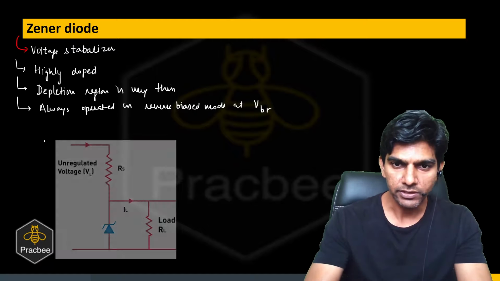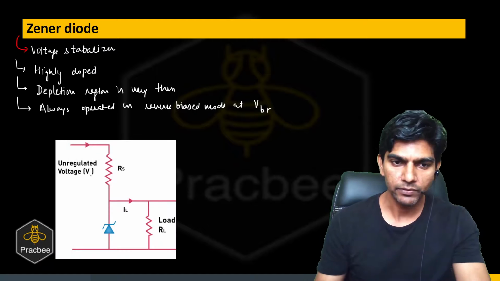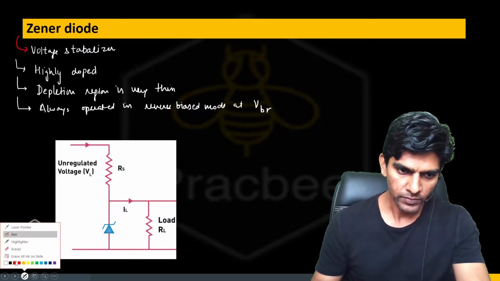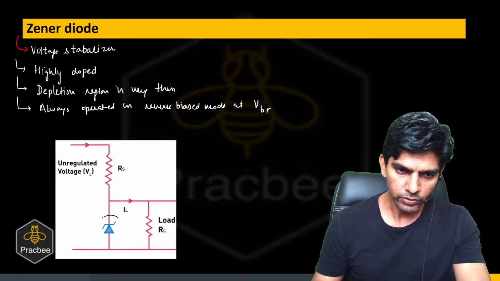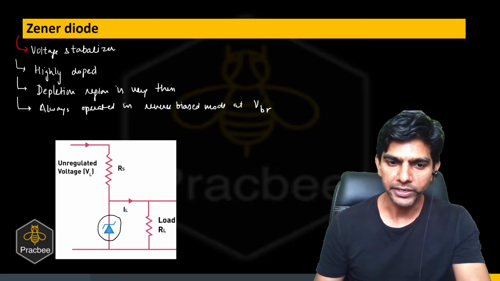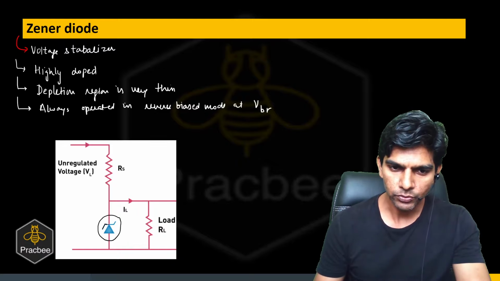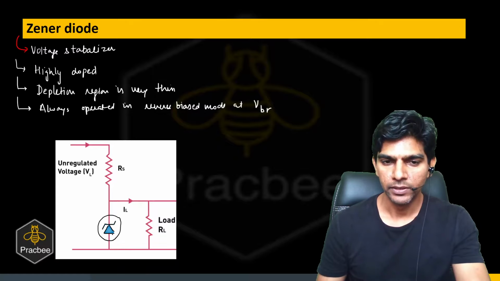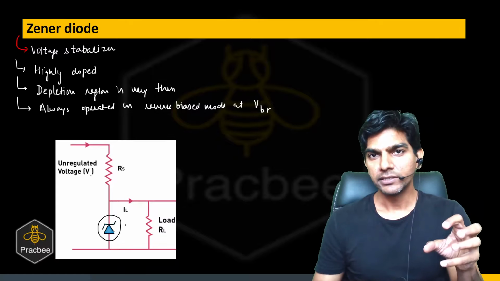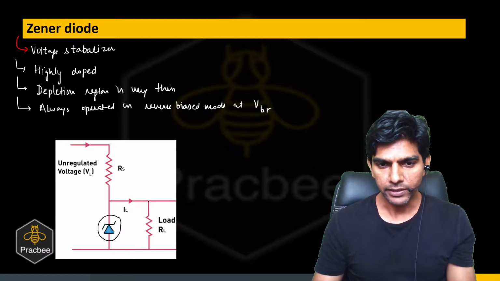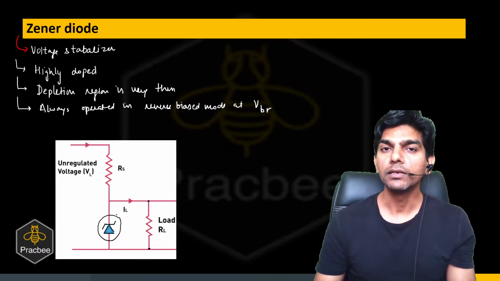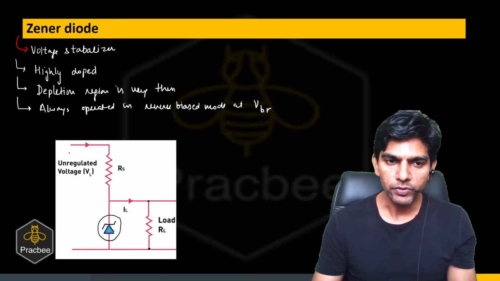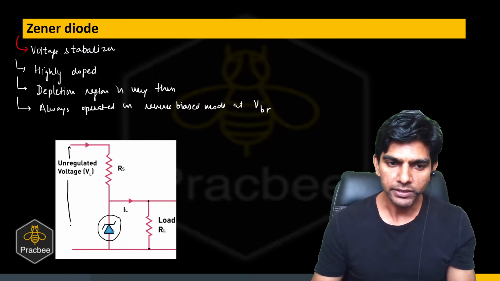So let us see a basic diagram for Zener diode. Can you see there is a diode which does not look like a standard diode, right? Can you see the symbol? There are two additional lines. So basically this is the symbol for Zener diode. We'll operate the Zener diode at the breakdown voltage and we will connect a load resistor in parallel to the Zener diode. And we will feed an unregulated DC supply.